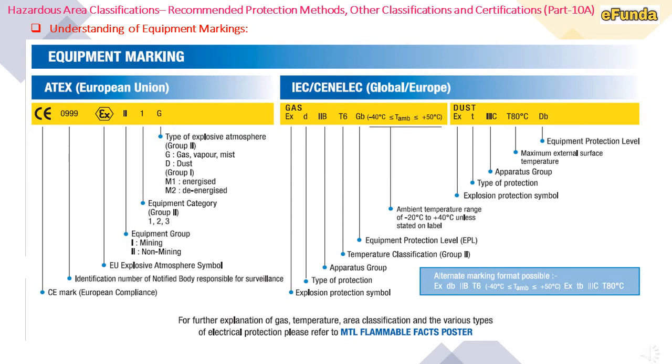Similarly, in IEC and CENELEC also, the markings are done based on the gas and dust grouping, where one can refer the designation marking for this equipment certification, and the details of each marking is provided below. Alternatively, one can refer to the MTL flammable facts posters where all the details are provided in detail. Please study this table carefully so as to have understanding on the equipment marking.